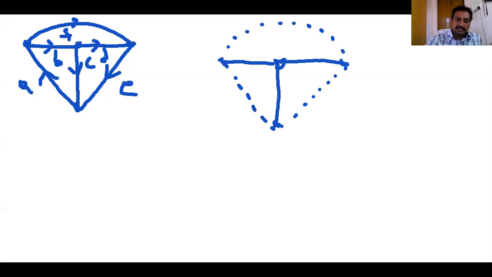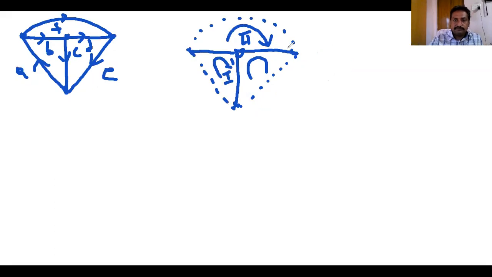So how many loops are there? 3 loops. This is the first loop, this is the second loop, and this is the third loop. The directions are based on the link direction. Here also, based on link direction.